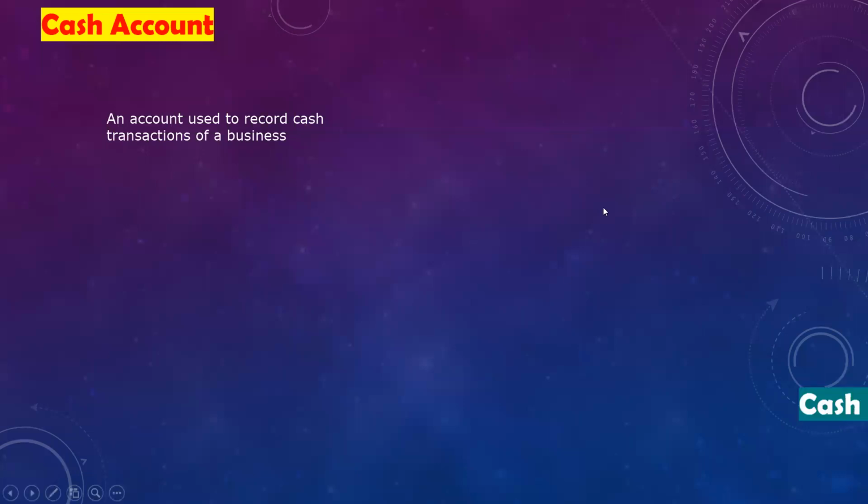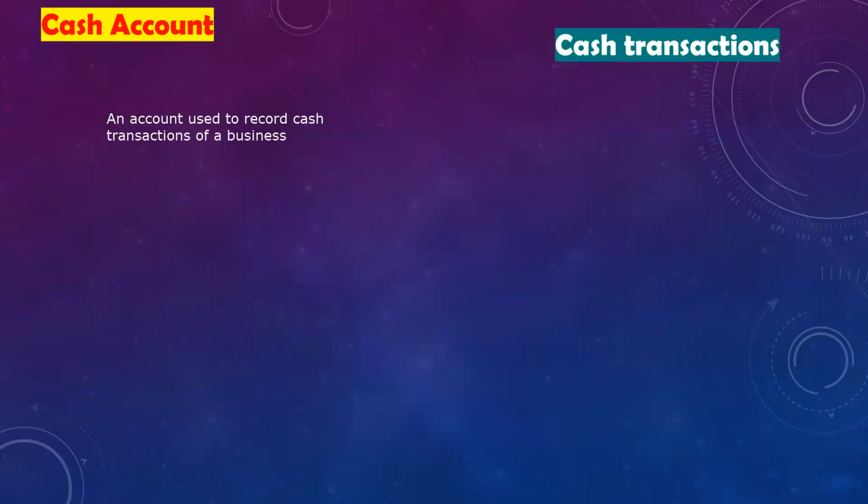So when you come to cash transactions, any transaction that makes a movement in cash, movement means increase or decrease. Any transaction which makes a movement in cash, that means our cash increases or decreases, either increase or decrease. That type of transaction we call cash transactions. Can you note it down, everyone?